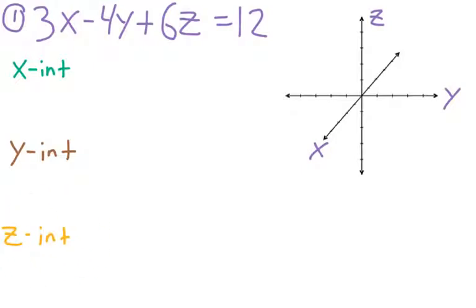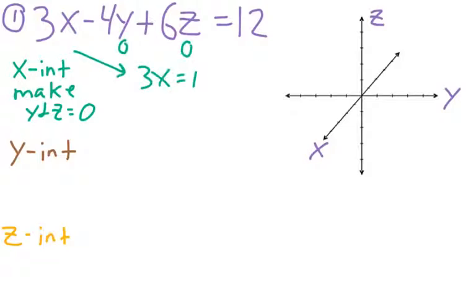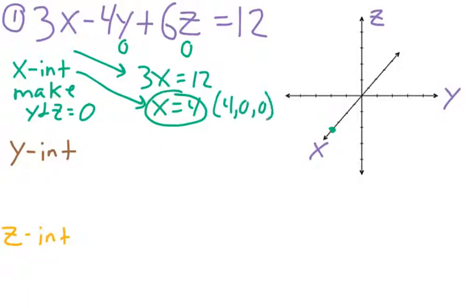So for x-intercepts, it's like finding x-intercepts with 2 variable equations. You have to make y and z equal to 0. So in my equation, these become 0. So it becomes 3x equals 12, x equals 4. That is the x-intercept. What that means is I'm going to plot that point. That point's right there. X-intercept means that y and z are 0. So 4, 0, 0.